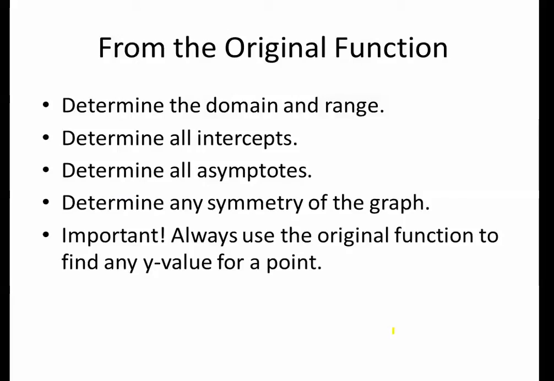From the original function, we can determine the domain and range. The domain of the function is all x values that you can use, and the range is all y values that are output by the domain values. We can determine all intercepts. Recall that the x-intercepts are when the y value is 0, and the y-intercepts are when the x value is 0. We can determine all asymptotes if a function has them, vertical asymptotes and horizontal asymptotes. We can determine any symmetry of the graph if this will help us graph it. This is very useful when we're graphing trigonometric functions.